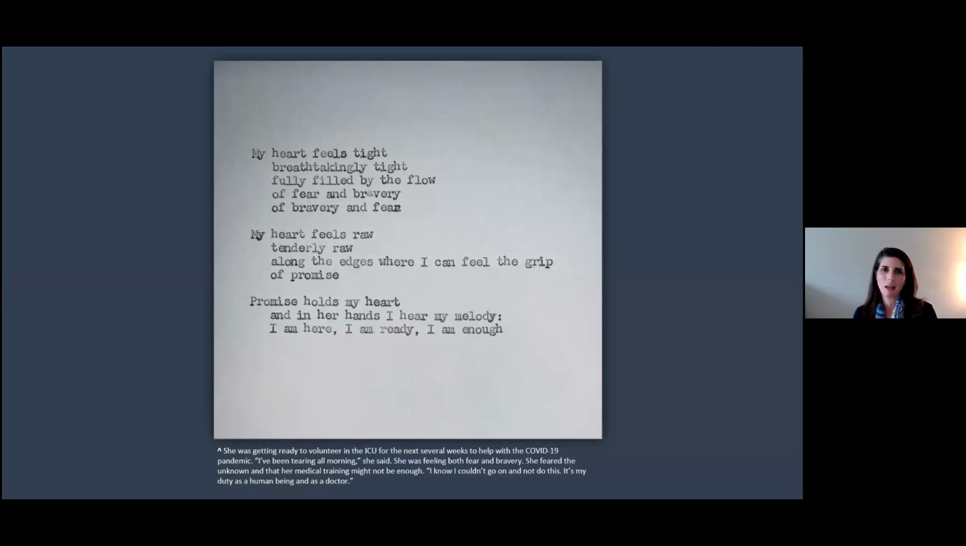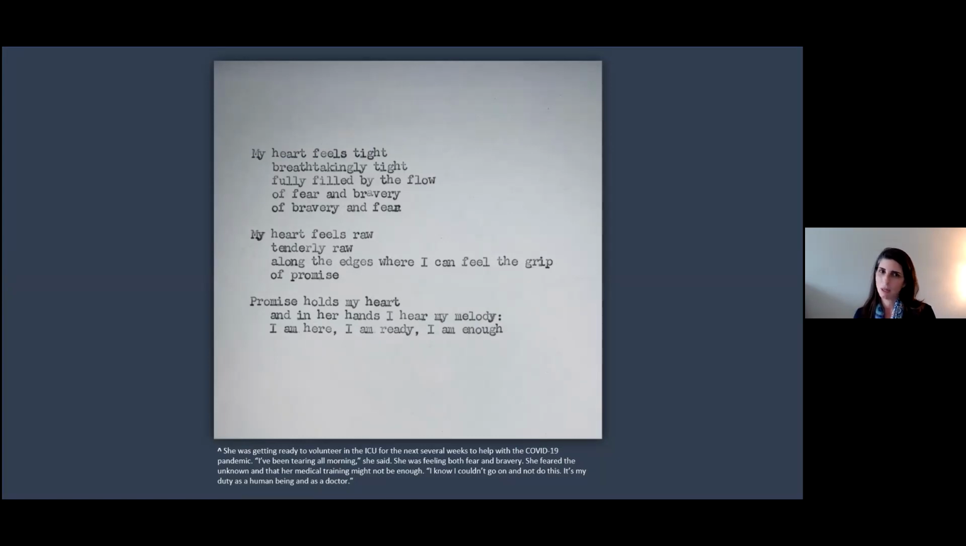So my heart feels tight, breathtakingly tight, fully filled by the flow of fear and bravery, and fear. My heart feels raw, tenderly raw, along the edges where I can feel the grip of promise. Promise holds my heart, and in her hands I hear my melody. I am here, I am ready, and I am enough.